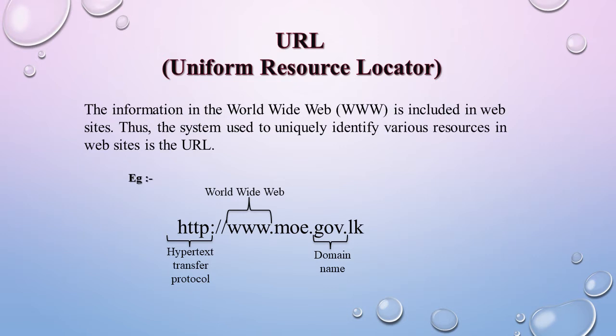URL, Uniform Resource Locator. The information in the World Wide Web is included in websites. Thus, the system used to uniquely identify various resources in websites is the URL. Let's see the example: http://www.mo.gov.lk. This has three parts. In this URL, HTTP is the Hypertext Transfer Protocol, www is the World Wide Web, and gov is the domain name.